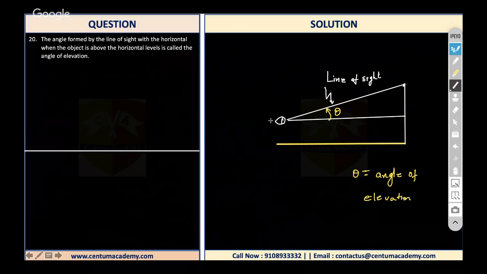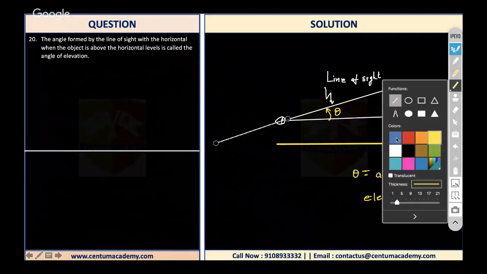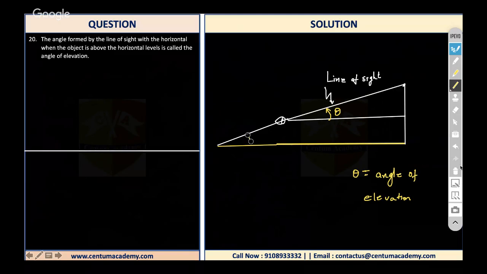Right, the same line can be extended from here to the ground level. Though the observer is not at the ground level, this can be done. And if you extend this also here, this angle also is the angle of elevation. So similar triangles, the basic proportionality theorem, trigonometry, all basic geometry will be applicable over here. Okay, so this is the angle of elevation. Very good.